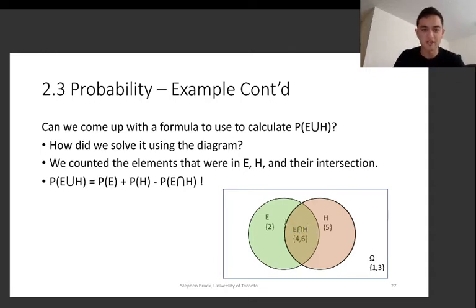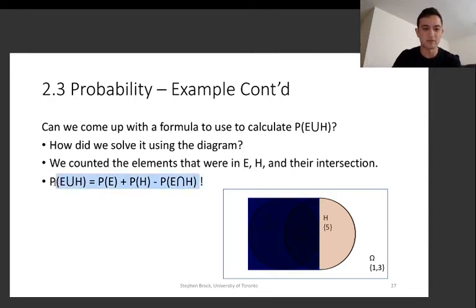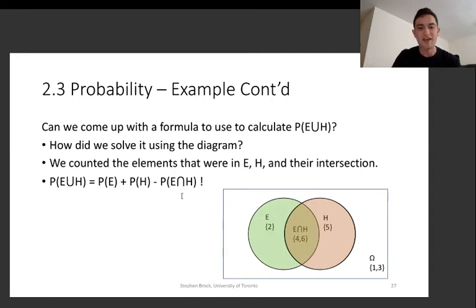So to account for this, we say that the probability of E union H is equal to the probability of E plus the probability of H minus the probability of E intersection H. And there we go. So now we have a general formula that we can use to calculate the union if we know the individual probabilities and the intersection.